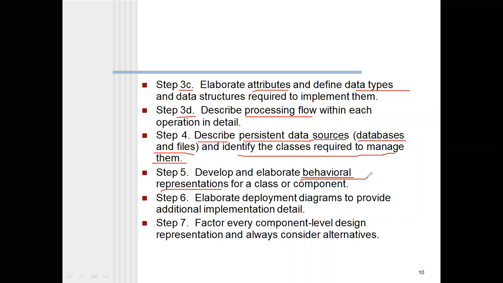Coming to the sixth step, elaborate deployment diagrams to provide additional implementation details. What are we going to elaborate here? Deployment diagrams. What these deployment diagrams represent is the location of key packages. Whatever packages we have, a package means under one package we may store a collection of classes.